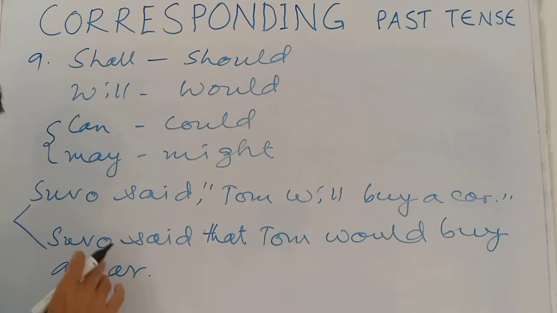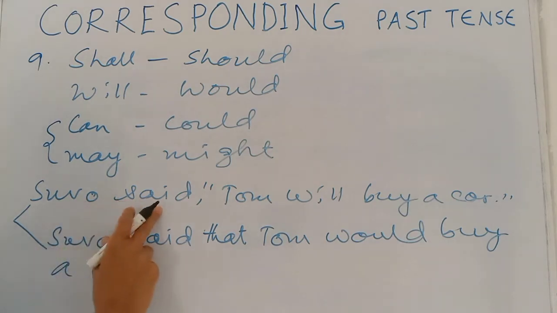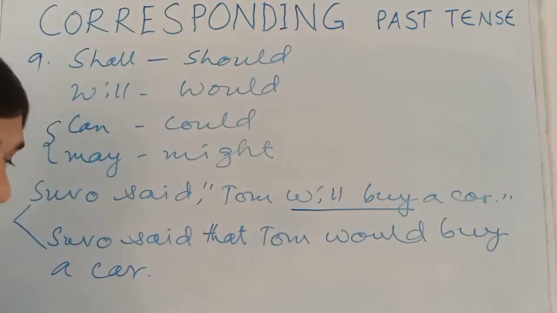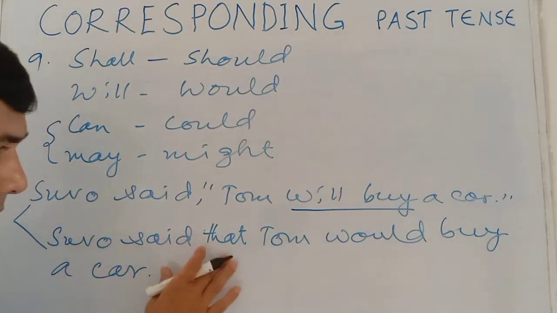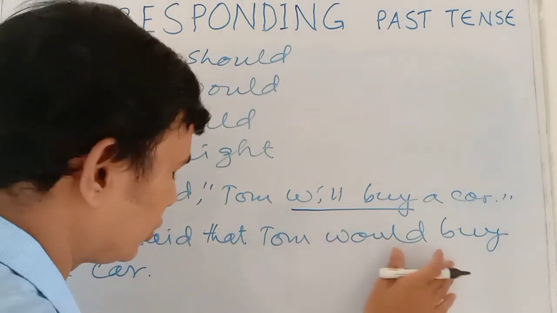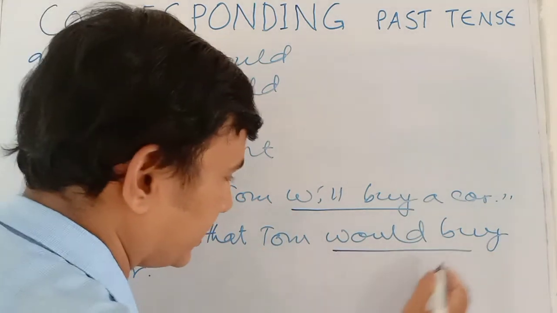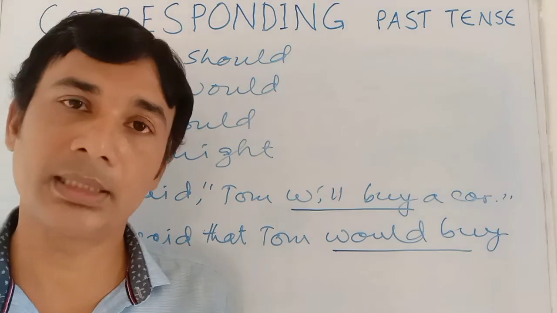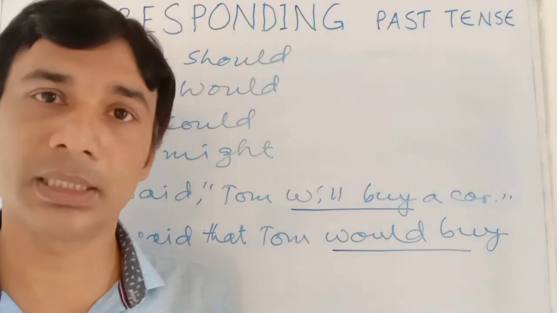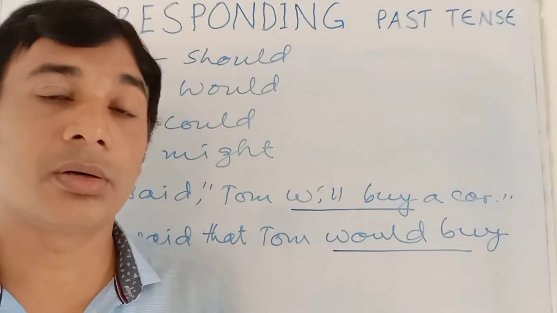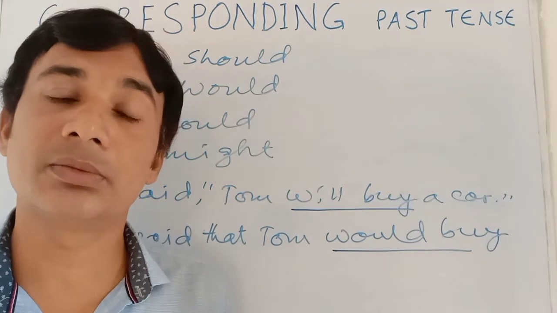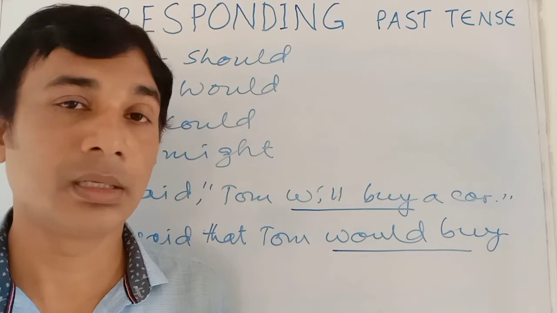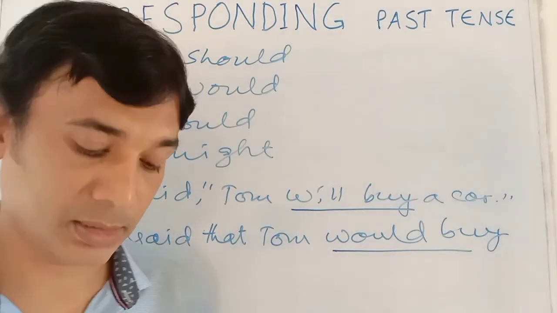And look at the example. I have written, Shubho said, Tom will buy. Will buy, this is simple future. And I have written, Shubho said that Tom would buy a car. Would buy. These are the only changes in future tense you will find. There is no other change in future tense. All about changes we have learned, but there is an exception. What is the exception? Follow the board, then I will discuss.